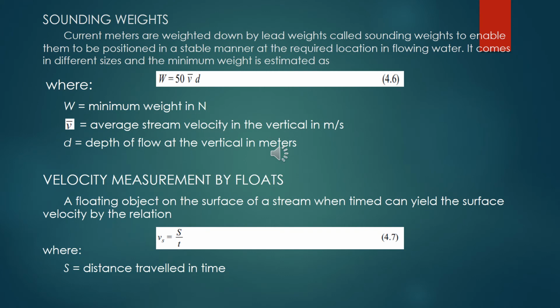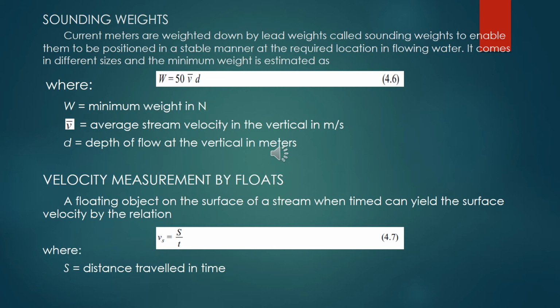Sounding weights. Current meters are weighted down by lead weights called sounding weights to enable them to be positioned in a stable manner at the required location in flowing water. They come in different sizes, and the minimum weight is estimated as W equals 50 times V times D, where W is the minimum weight in Newtons, V is the average stream velocity in the vertical in meters per second, and D is the depth of flow at the vertical in meters.